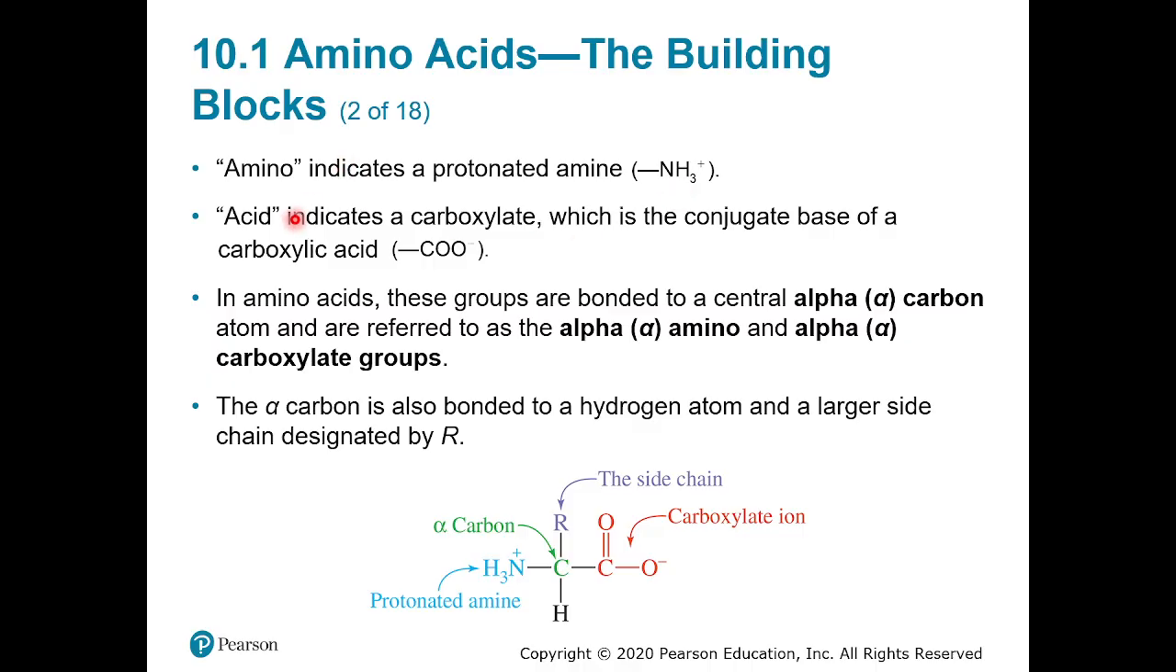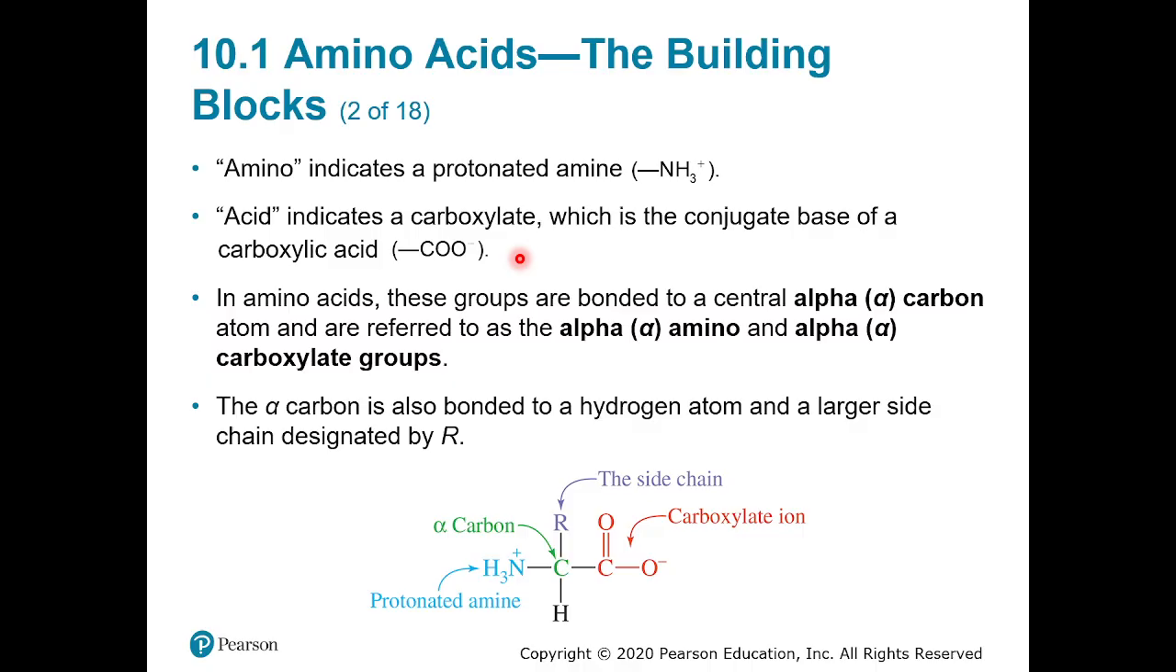The other part of the amino acid is the acid, and what that indicates is that it has a carboxylate. Now, carboxylate is actually the conjugate base of carboxylic acid. So an amino acid has a base portion and an acid portion that loses the proton and protonates the base portion. This is typically referred to as a zwitterion, meaning two-sided ion. Overall charge is 0, but it has two sides where the charges are different.